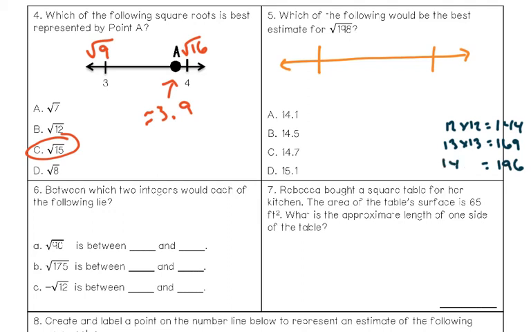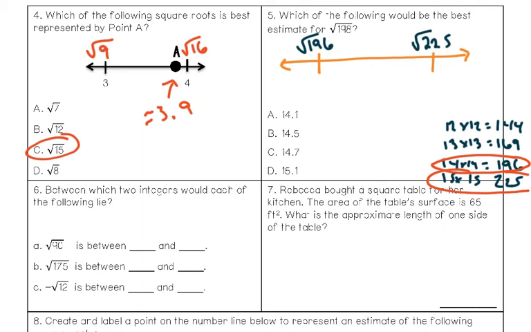So I know that one of these is going to be 14. And then I know I need to do the next one. 15 times 15 is 225. So I'm going to be looking at the 2 numbers on either side of 198. So I'm looking for 196 and then 225. So I just plot those on the number line.